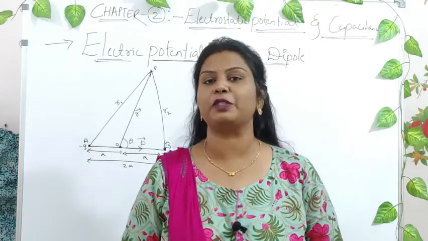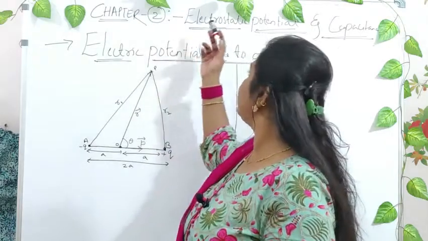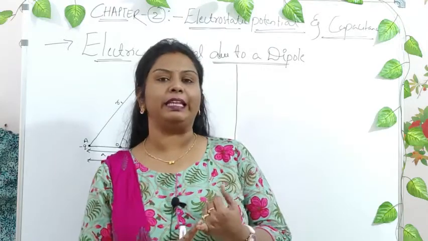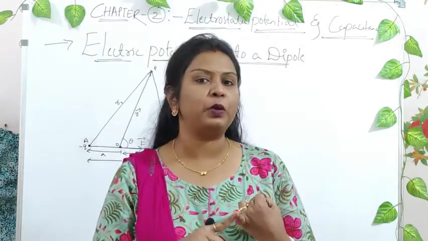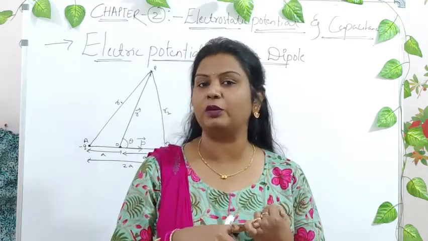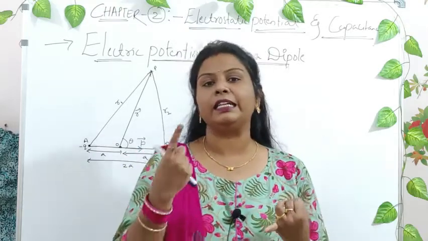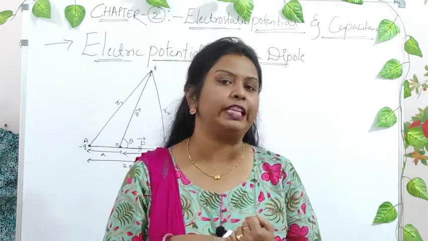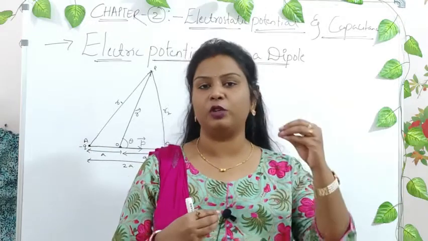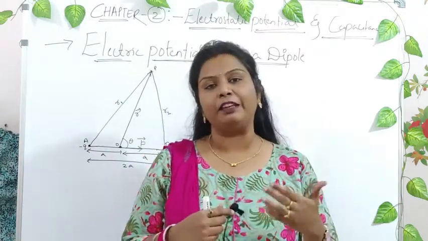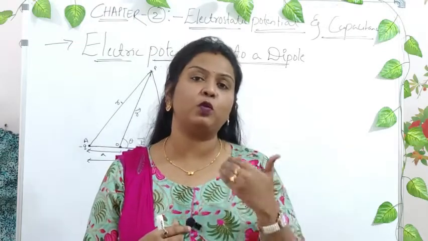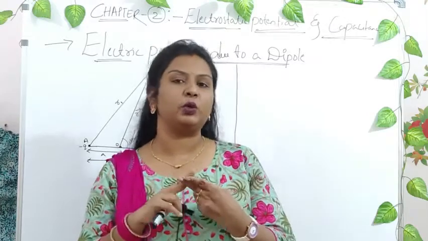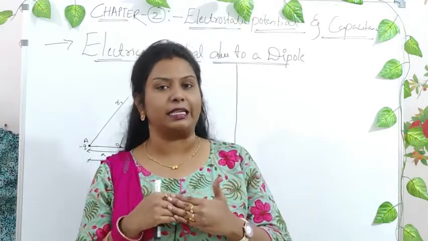And in the very last class, we started with the second chapter, that is electrostatic potential and capacitance. In it, we have completed two derivations. In the very first class, we understood what electric potential was, and then later on, we understood what the potential difference was. Then we moved on to the derivation of electric potential at a particular point due to a point charge. Then we moved on to finding out the electric potential at a particular point due to a system of charges, right? These were the two derivations that were explained in the last class.